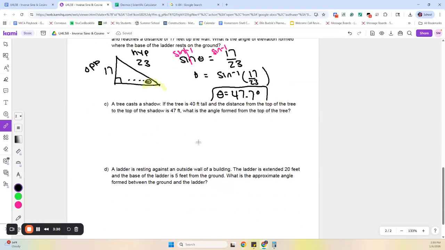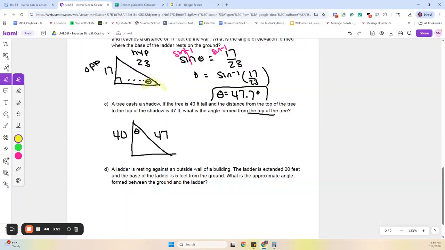For part C, a tree casts a shadow. So we got a tree and then a shadow on the ground. The tree is 40 feet tall, and the distance from the top of the tree to the top of the shadow is 47 feet. What is the angle formed from the top of the tree? So now we're over here. So for this one, we got our adjacent, that's right next to the angle, and our hypotenuse.